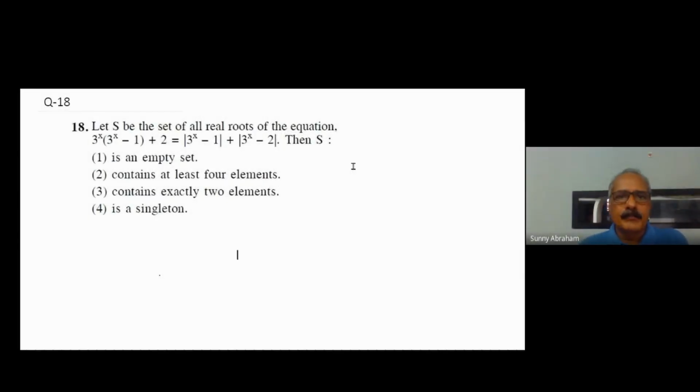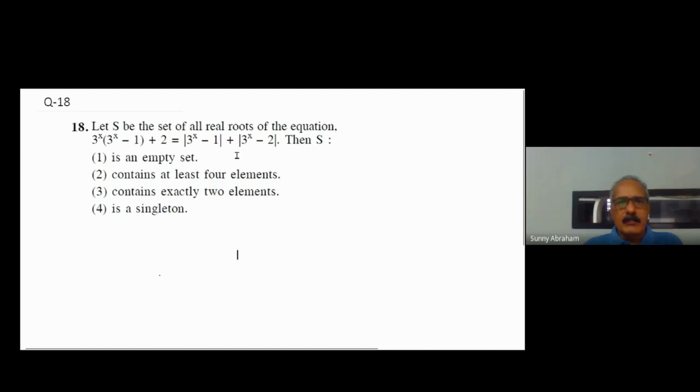Let us now discuss this question in equations. Let S be the set of all real roots of the equation 3^x(3^x − 1) + 2 = |3^x − 1| + |3^x − 2|. Then S is the set of all real roots of this equation. What is meant by roots? Roots are the values of the variable satisfying the equation. Here the variable is x. So you should find the number of values of x satisfying this equation.